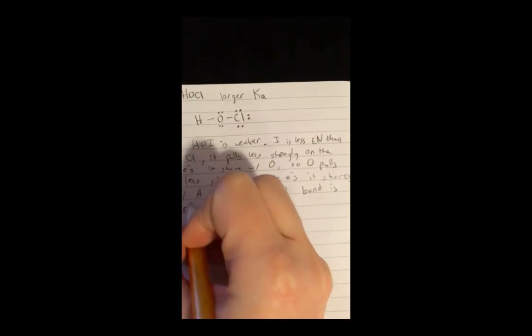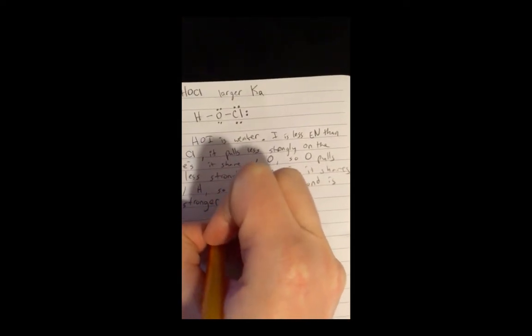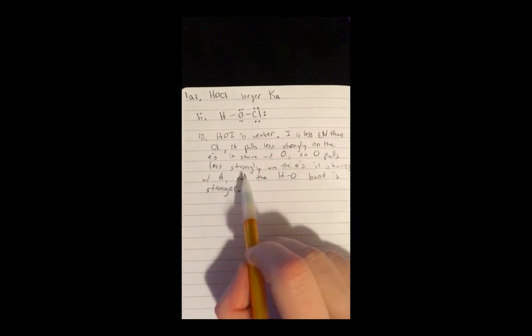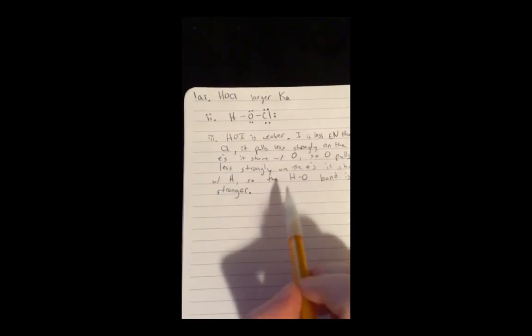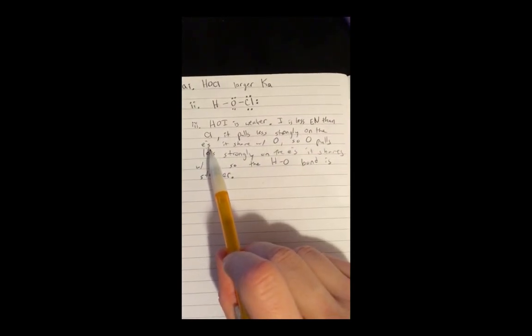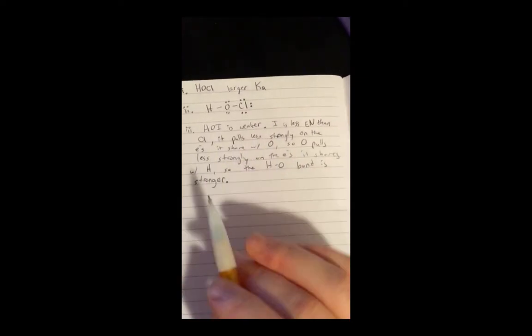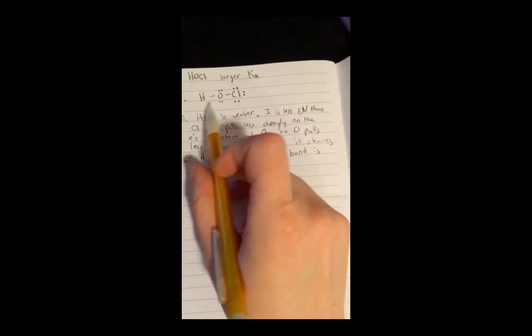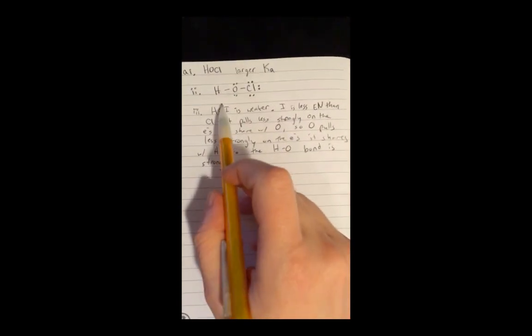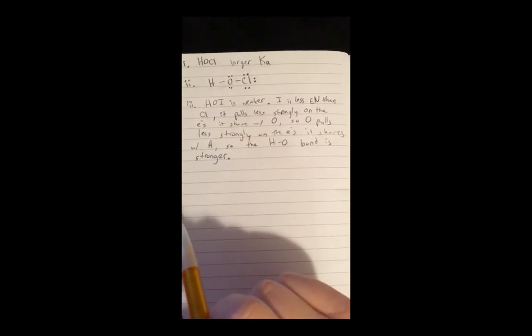is stronger. So looking at the answer key from the College Board, in order to get full points on this question, you have to both identify that iodine is less electronegative than chlorine, and that because it's less electronegative, this bond is stronger in HOI or weaker in HOCl.